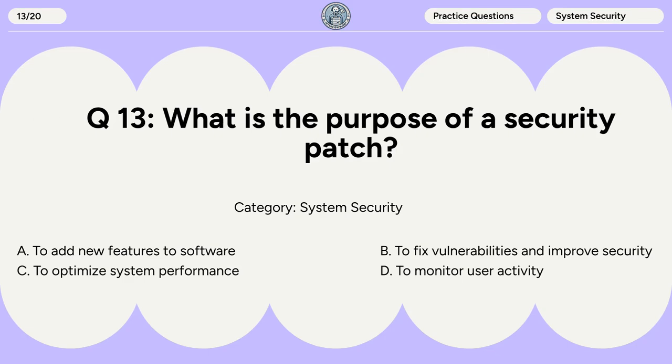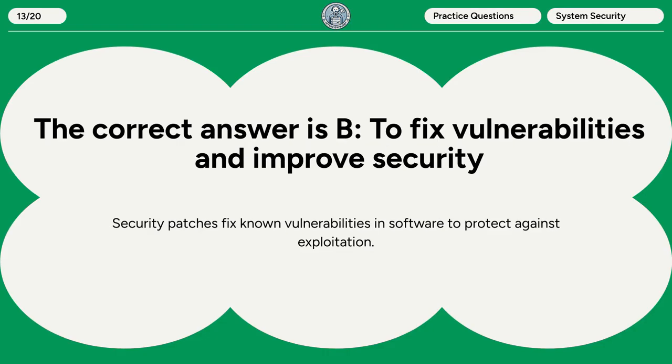Question 13. What is the purpose of a security patch? A. To add new features to software. B. To fix vulnerabilities and improve security. C. To optimize system performance. D. To monitor user activity. The correct answer is B. To fix vulnerabilities and improve security. Security patches fix known vulnerabilities in software to protect against exploitation.